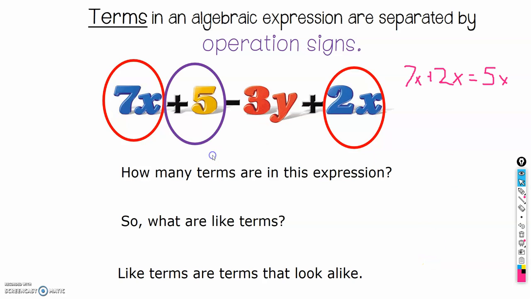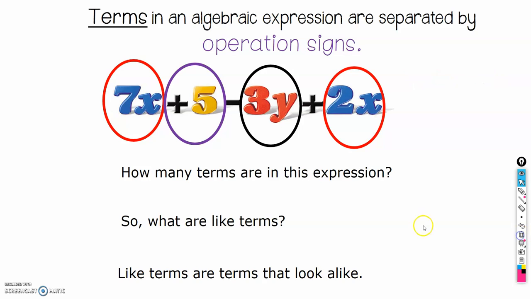Okay, let's keep going and see if there are any other like terms here. I don't think so. I have a 5, which is a constant. Do you see any other constants or just numbers on my screen? No, you don't. So we have just one 5. Next, I have a term that says negative 3y. I do not have any other numbers that have a variable of y. So I'm done combining my like terms for this particular expression.